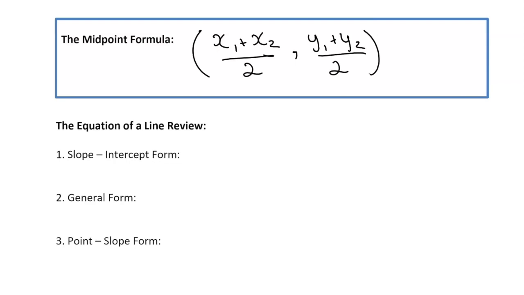Just as a review, in terms of the three types of ways to write equations of lines, I would say probably the most common is slope-intercept form, also known as y equals mx plus b.